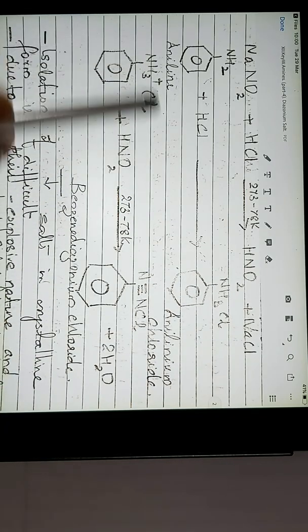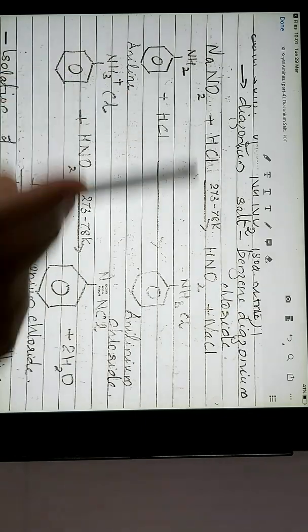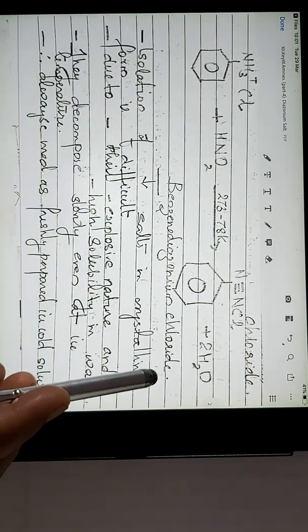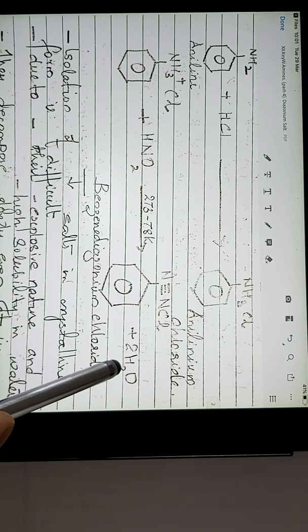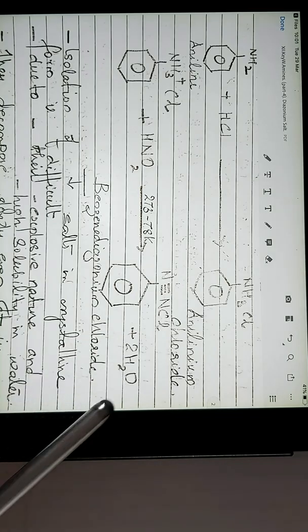This anilinium chloride interacts with the nitrous acid produced in the system by this reaction, and here some changes happen. The hydrogen present here will be removed, and the nitrogen of this nitrous acid will get attached there. So it will produce the chemical which we name benzene diazonium chloride. Now benzene diazonium chloride is in solution form, with water. To extract this diazonium salt from water in crystalline form is not an easy process.